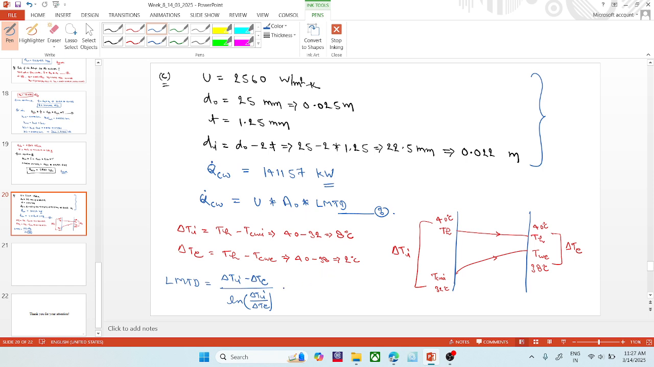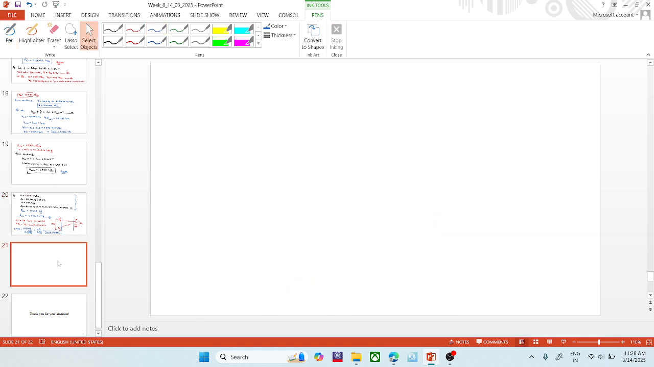Okay, so when we put the values here, it would be (8 minus 2) divided by ln of 8 divided by 2. So from here, my LMTD will come as 4.228 degrees centigrade. I will club these values and use this value in equation number 3 to get the outer surface area of the condenser.